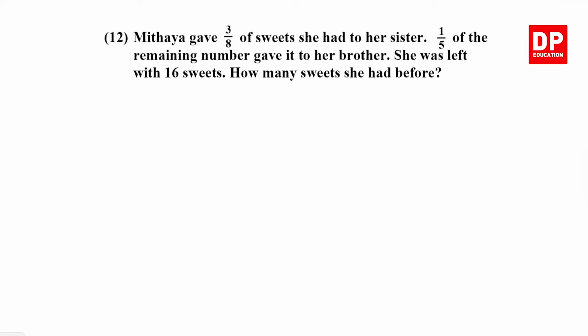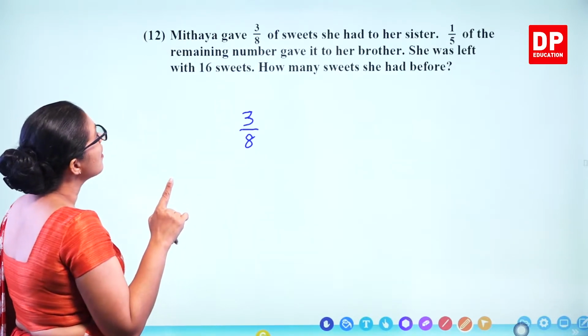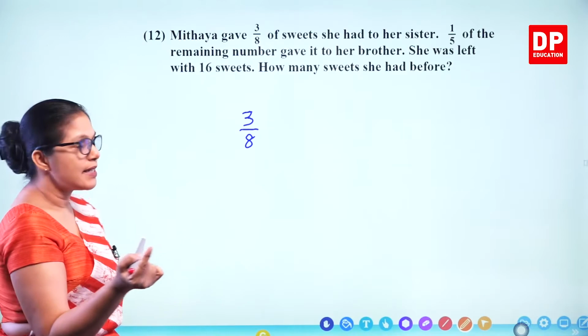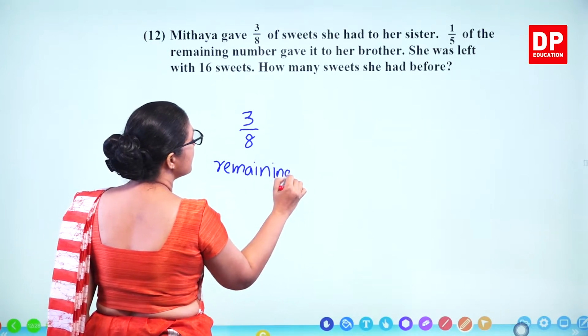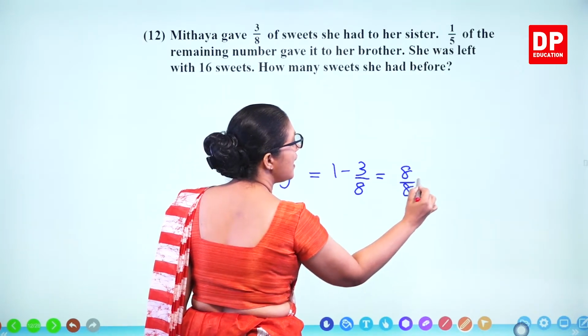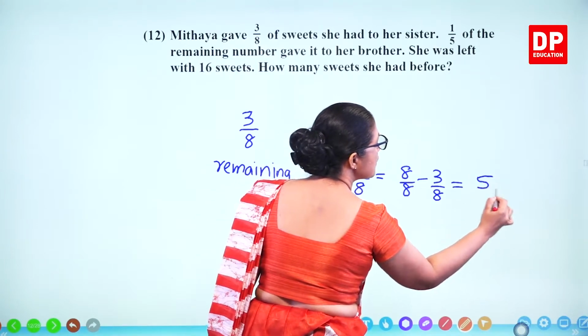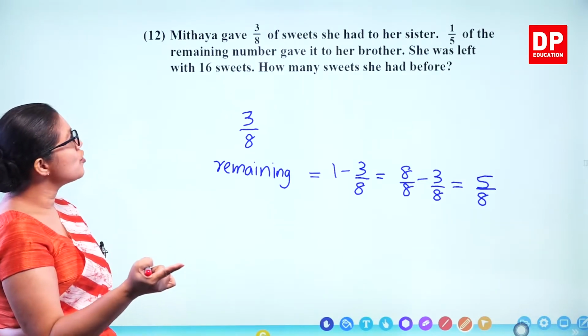Question number 12. Mithaya gave 3/8 of the sweets she had to her sister. 1/5 of the remaining number she gave to her brother. She was left with 16 sweets. How many sweets did she have before? So 3/8 given to her sister. 1/5 of the remaining. So what's the remaining amount first? We can find the remaining part: 1 minus 3/8. 1 you can write as 8 over 8. And when you subtract, that's 5/8. Remaining part is 5/8. From 5/8, 1/5 given to her brother.